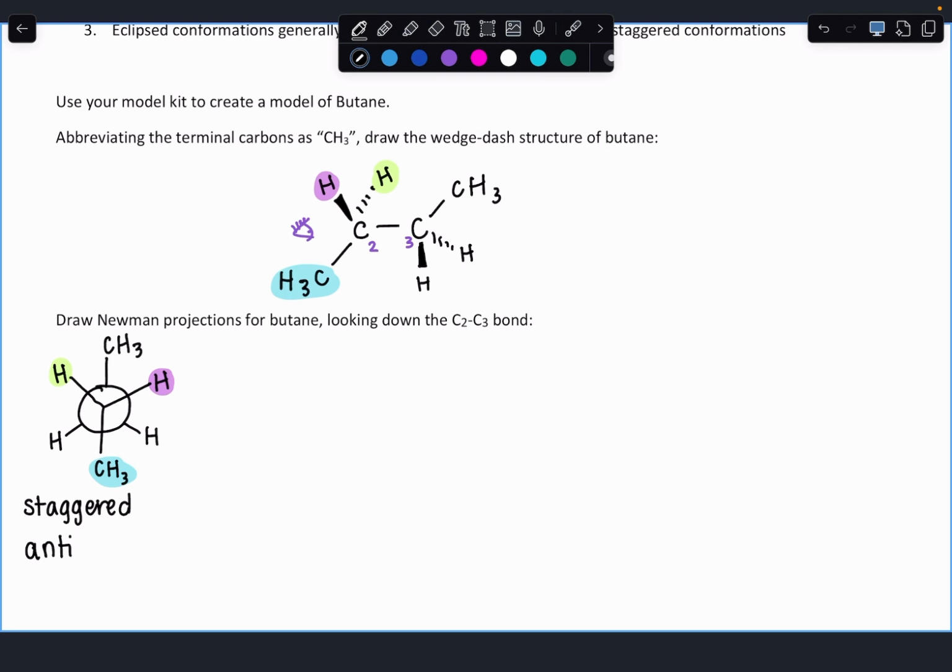Now, with that first Newman projection, and we'll go along with the model kit, we're going to draw different orientations, rotating one of these carbons 60 degrees each time. So we're going to go from this staggered to an eclipse, to another staggered, to another eclipse. And we'll continue going around. So first is an eclipse. So we're just going to take the back carbon and rotate.